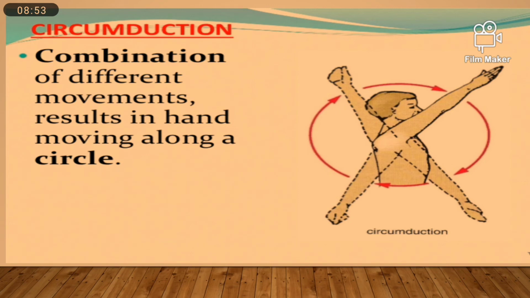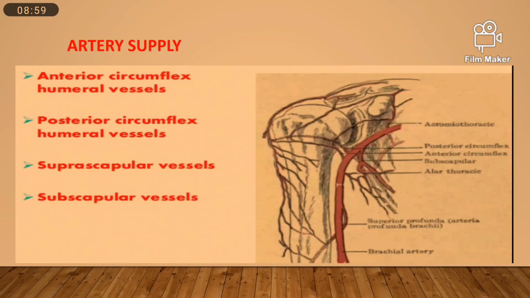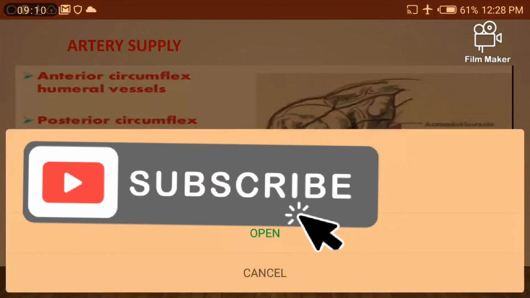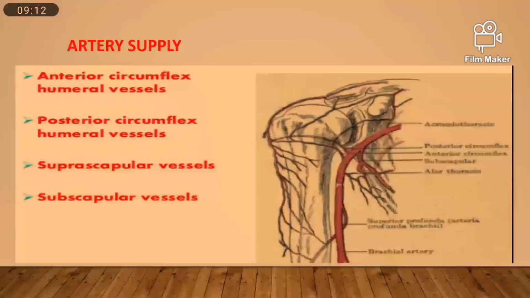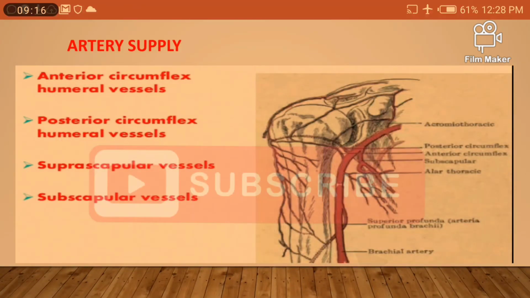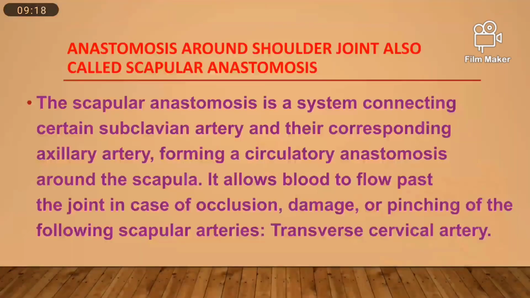Circumduction is the combination of all these movements and they are done by all those muscles and innervated by all those nerves. Arterial supply: anterior circumflex humeral artery, posterior circumflex humeral artery and posterior subscapular vessels. So these are the arterial supply, and venous drainage is by the corresponding veins. So this is the circulation you can see.